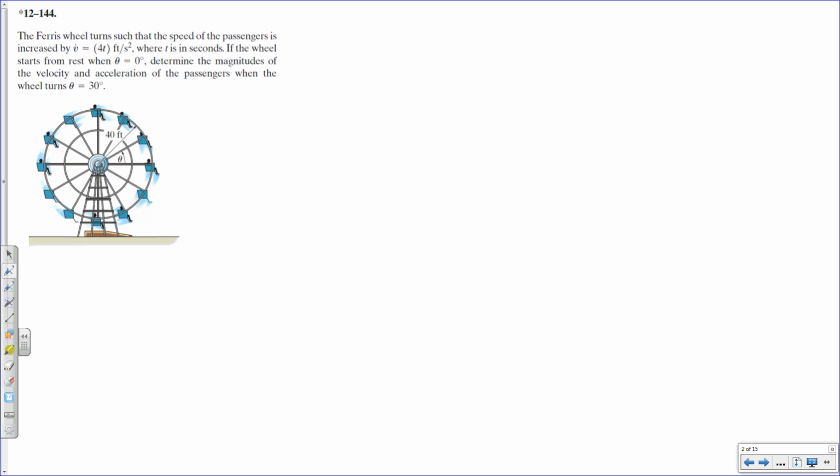Now notice that in this particular problem, we're given information about v dot in terms of time. v dot is equal to 4t, and this is in feet per second squared if time is provided in seconds. Okay, we're also given information about two periods in time with respect to theta. Initially, theta is equal to 0 degrees, and then it swings through an angle of 30 degrees. So we have an initial position at 0 degrees theta, and then a final position at 30 degrees theta.